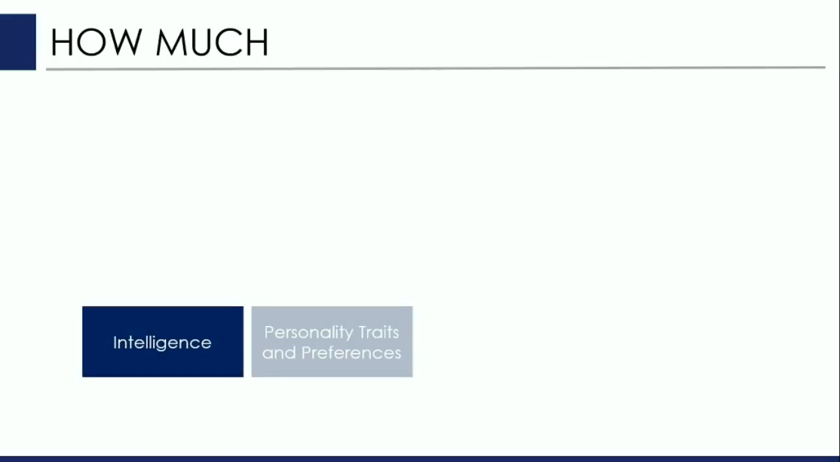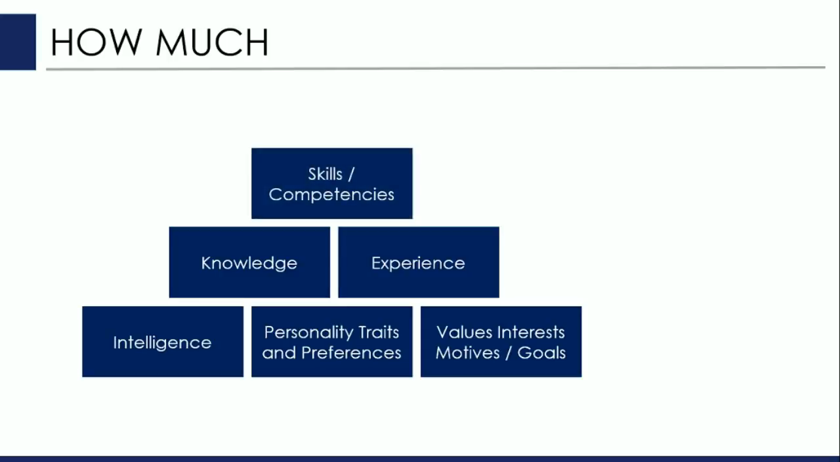After knowing where went right and where went wrong, I need to know how much should I improve myself. And in order to answer the question, I will use these building blocks. So there are 6 components in the building blocks, which consist of intelligence, personality traits and preferences, values, interests, motives or goals, knowledge, experience, and skills or competencies. Now, as you can see in the first layer, the intelligence, personality traits and preferences, and values, interests, motives, or goals are things that are hard to change because they are internal values that are already attached to myself since I was born.